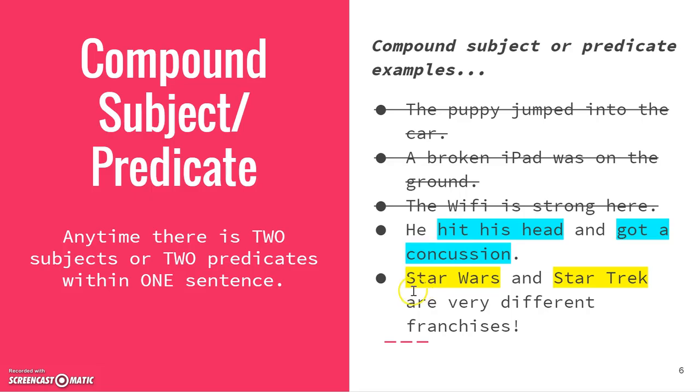Or another example is Star Wars and Star Trek. They are very different, and they are doing different things in this sentence. So we're going to talk about both of them, and they both get to be the subject. We're talking about both of them. So therefore it's a compound subject.